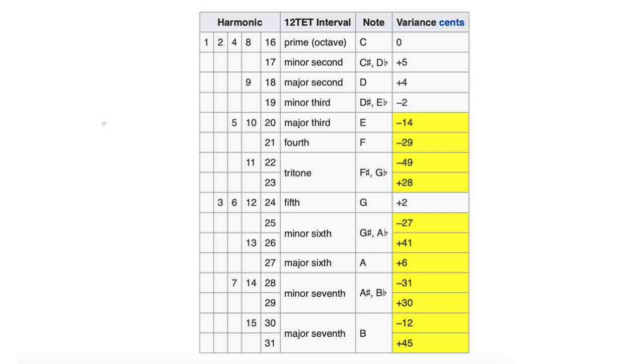1 cent is 1/100th of a semitone in equal temperament. You can see that while some of the intervals, such as the fifth, the minor third, and the minor second, are very similar in frequency, others, such as the tritone, minor sixth, and major seventh, are significantly different to the point where it will be obvious to the ear.